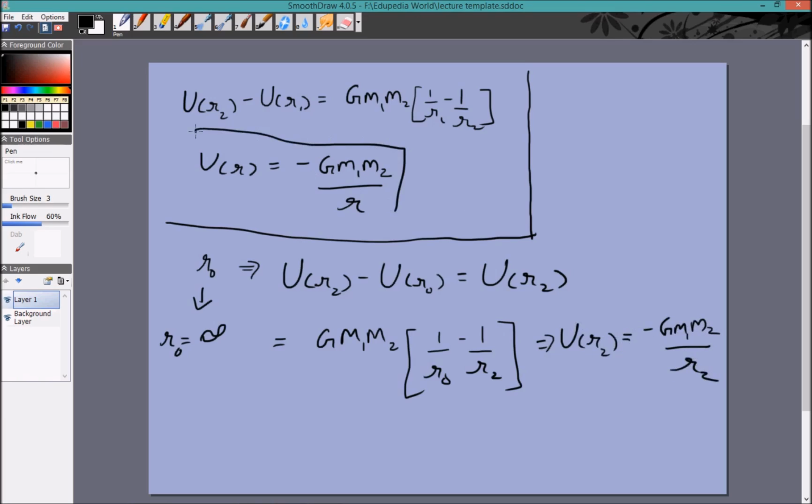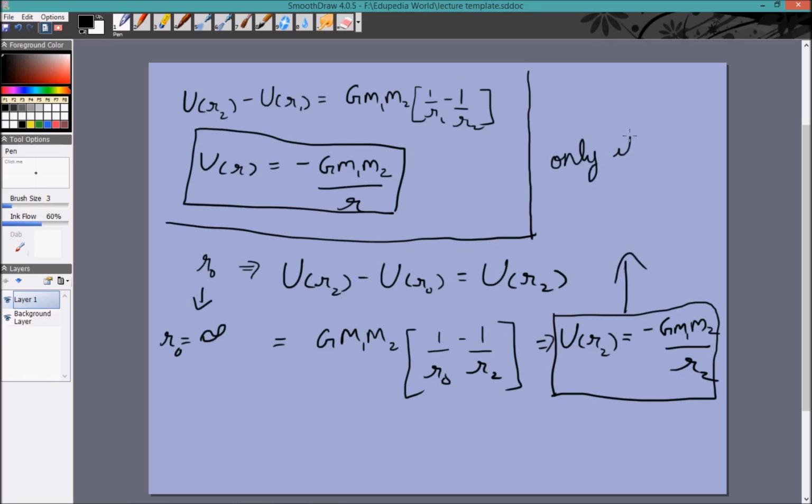this formula. So this particular formula, the potential energy of any object when it is at a distance r2, is minus G m1 m2 by r2. This is not always valid. This is an important point. This is valid only if the potential at r is equal to infinity is taken to be 0. That does not need to happen.